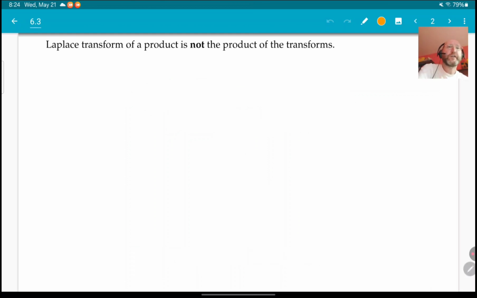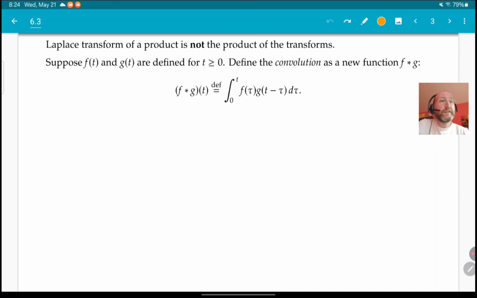All right, so the Laplace transform of a product is not the product of the transforms. That's not true. But if the transform of something is the product of the transforms, and this something is actually almost like a product, that's convolution. So here's what it is.